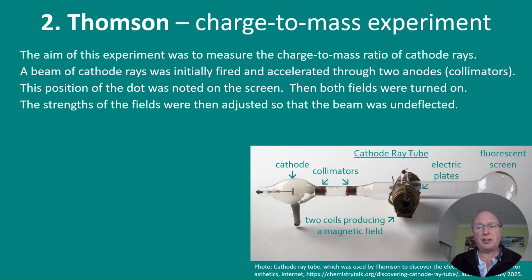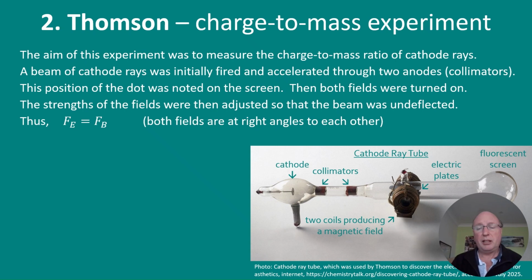The position of the dot then was noted on the phosphorus screen, which is on the right-hand side. The strengths of the fields are then adjusted so the beam was undeflected. So you can see that the cathode rays from this particular photo would go from the left to the right, so from this side to this side. And in the middle there were some electric plates inside the tube and two electric coils producing a magnetic field.